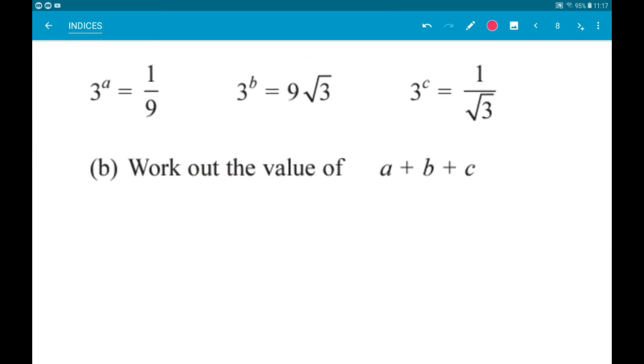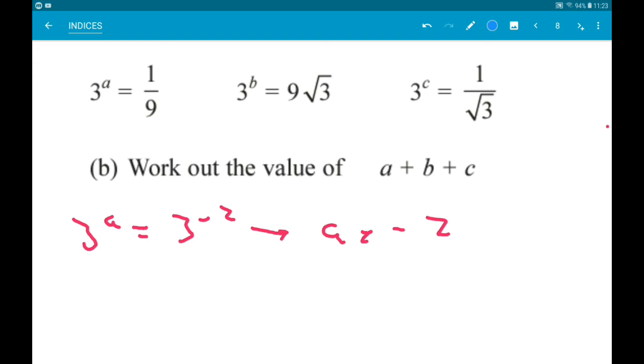Okay, then the final question parallels this one. We are told that 3 to the power a equals 1/9, 3 to the power b is 9 root 3, and 3 to the power c is 1 over root 3. Work out the value of a and b and c. So to do that, we need to work out the values of a, b and c. We know that 3 to the power a is equal to 1/9. 1/9 as a power of 3 is 3 to the minus 2. So that means a is minus 2.